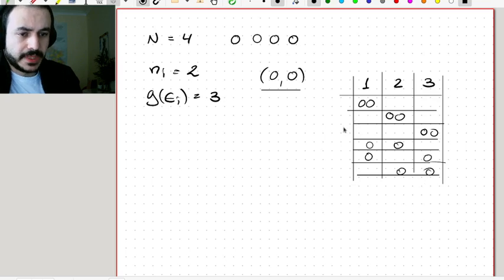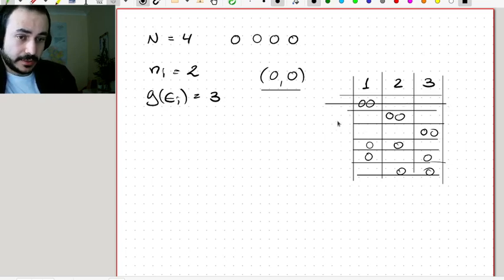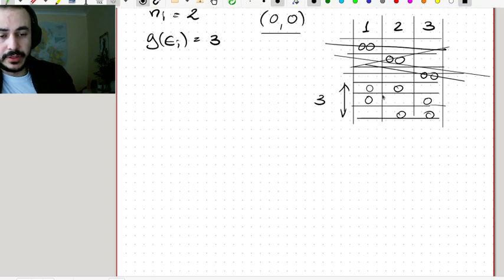Okay. So because the particles now have to obey the exclusion principle, they cannot live in the same state together. So this would not be acceptable. This would also not be acceptable. This is not acceptable either, and this is not acceptable either. So we only have 3 possible combinations. Okay, so how do we count them in a general scenario?